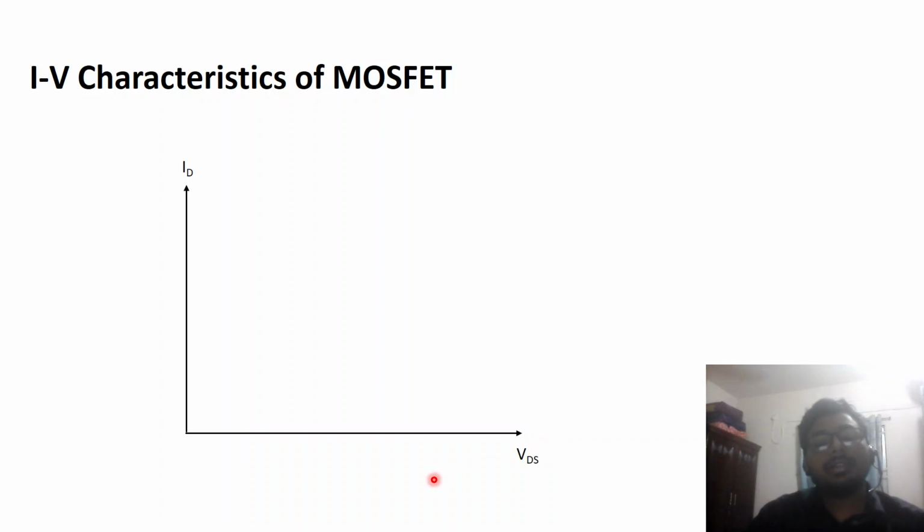First, we will see how it works when VGS is less than the threshold voltage. If VGS is less than the threshold voltage, no channel is formed between the source and drain, so no current will flow from source to drain. So this will act as an open circuit. Here you can see this is the IV characteristics of an open circuit, and this region is known as cutoff region.